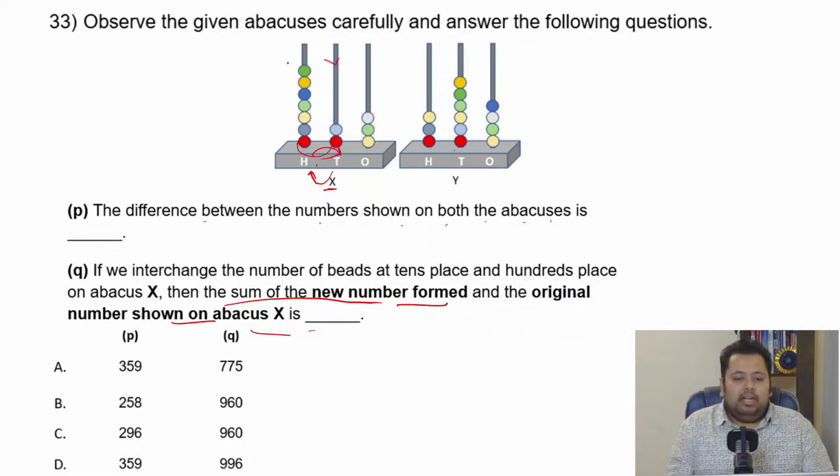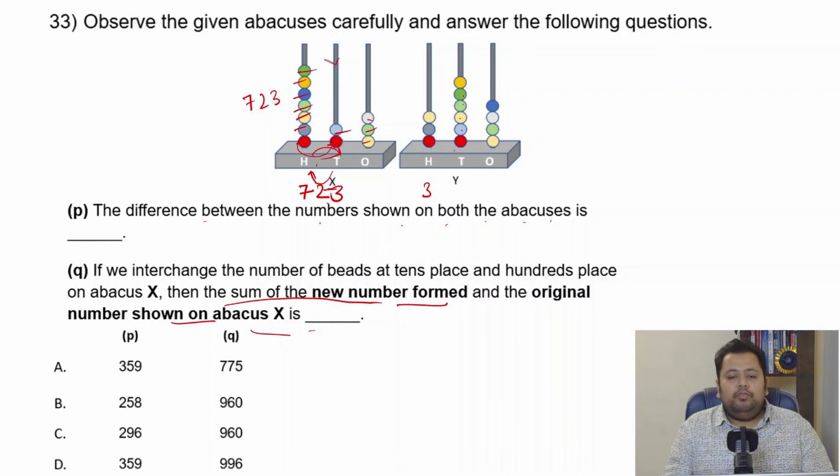Great. So if you look at this abacus X, what is the number that you see? So in hundreds place, what is there? One, two, three, four, five, six, seven, right? This is 7. Tens is 1, 2, right? And ones is 3. So this is nothing but 723.